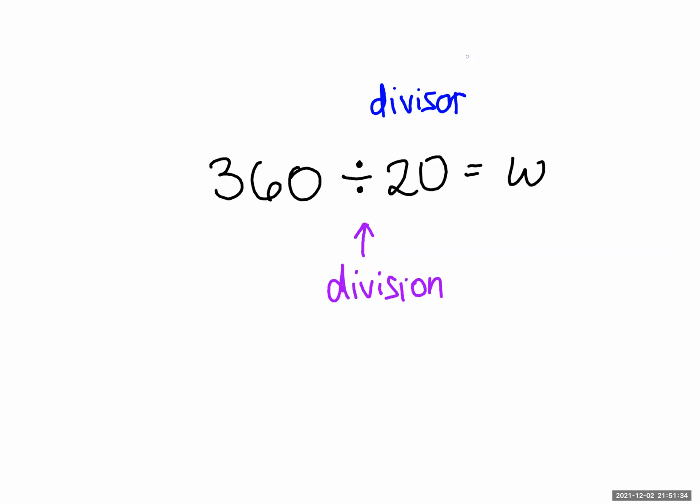We also have a dividend. Let's see what color that should be. The dividend is what is being divided. And then our W is our quotient, or the answer of a division problem. So our dividend is divided by a divisor, and we get a quotient.